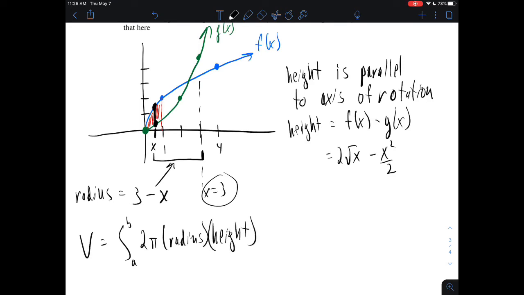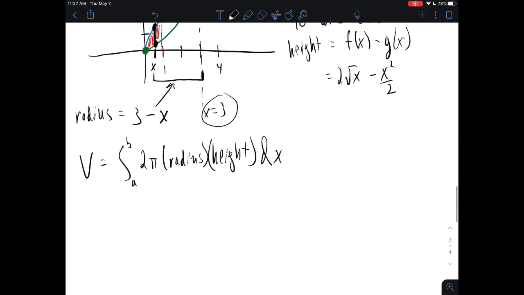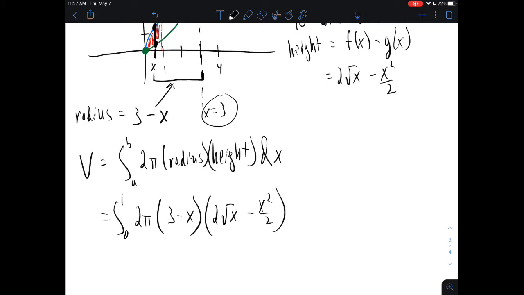And then integrating with respect to our independent variable. And if your height and radius are in terms of x, that's giving you a clue that you are going to be integrating with respect to x. So then my limits are from 0 to 1. My radius is 3 minus x. My height is 2 square root of x minus x squared over 2. And then dx is my differential.